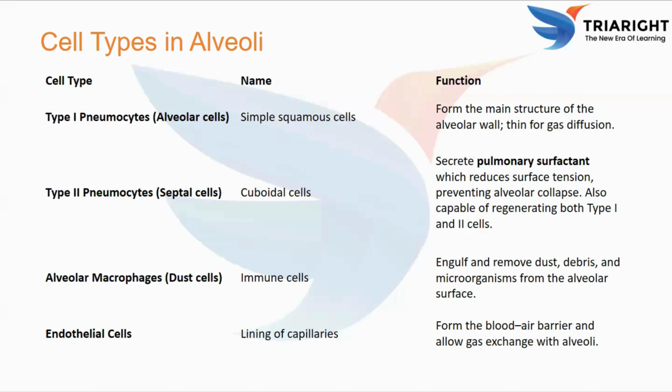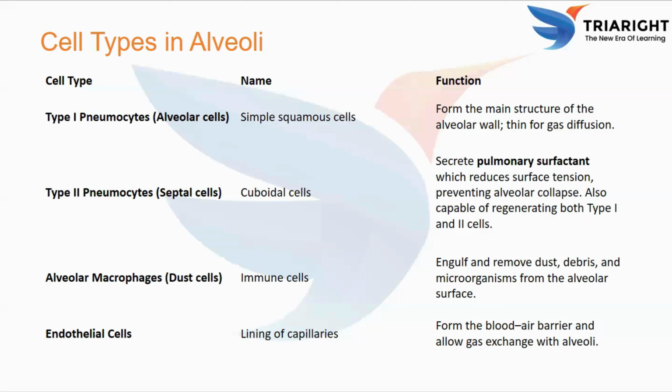These type 2 cells can also regenerate and replace the damaged type 1 or type 2 cells. Imagine this surfactant as soap on bubbles, meaning it keeps them from popping. Similarly, surfactant keeps alveoli from collapsing when you breathe out.